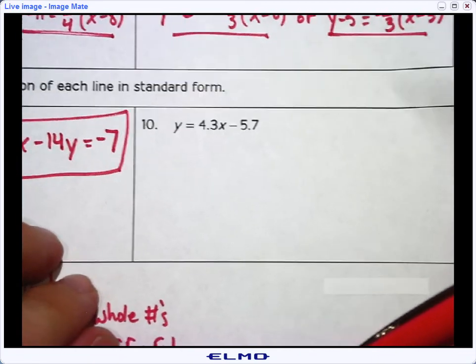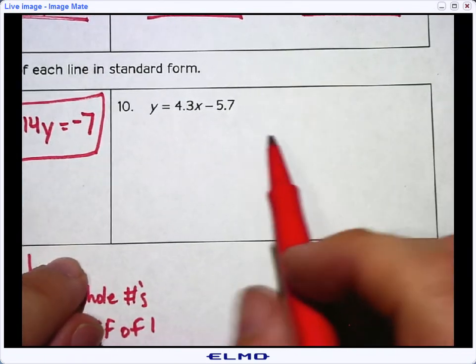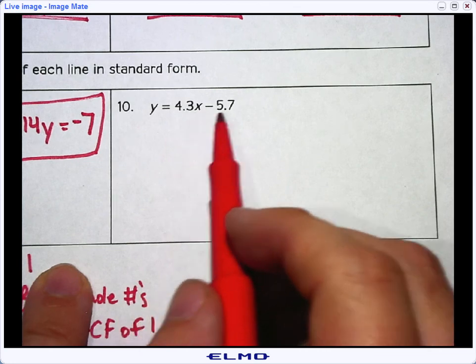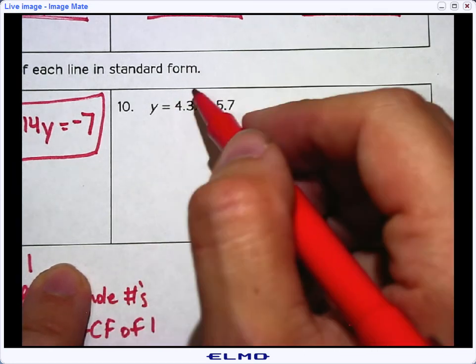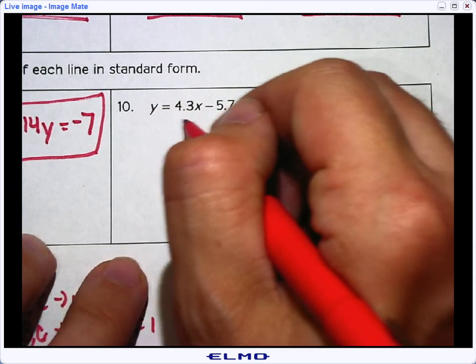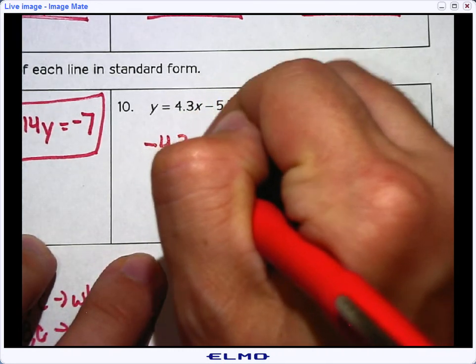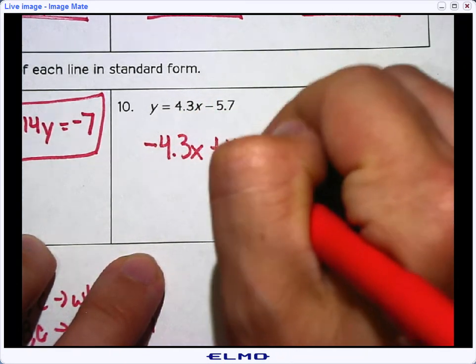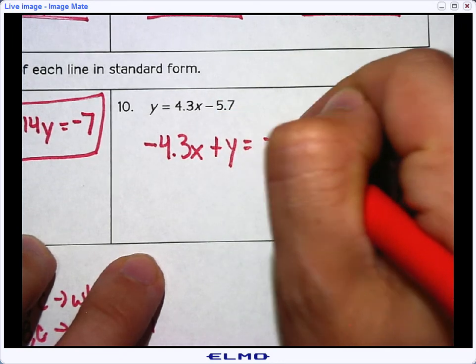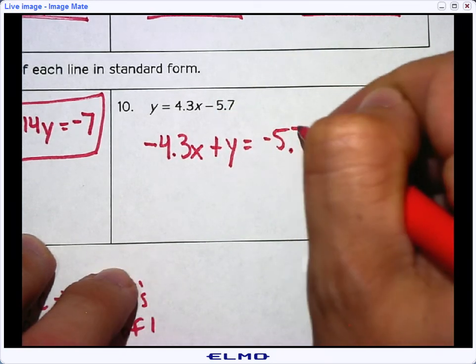All right, number 10, similar, but instead of fractions, I have decimals. But again, the first thing I'm going to do is put everything in the right place. So I want my x over here, so we're going to subtract that from both sides. That's going to give you a negative 4.3x plus y equals negative 5.7.